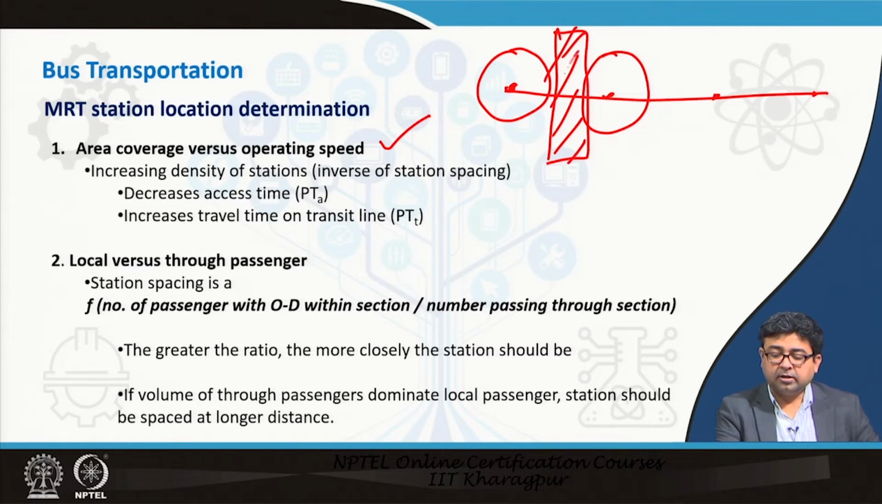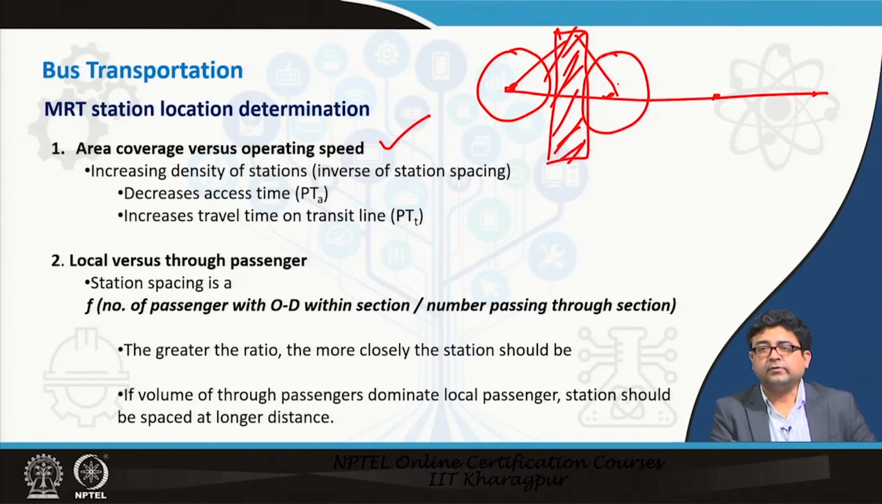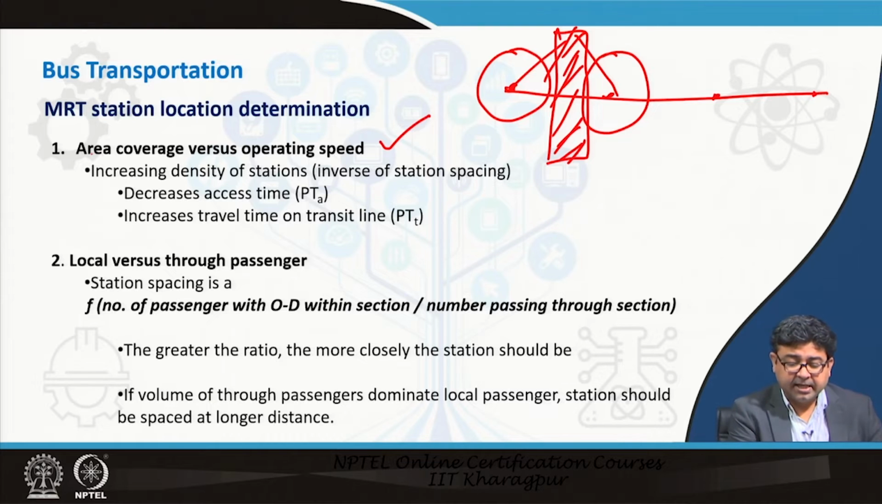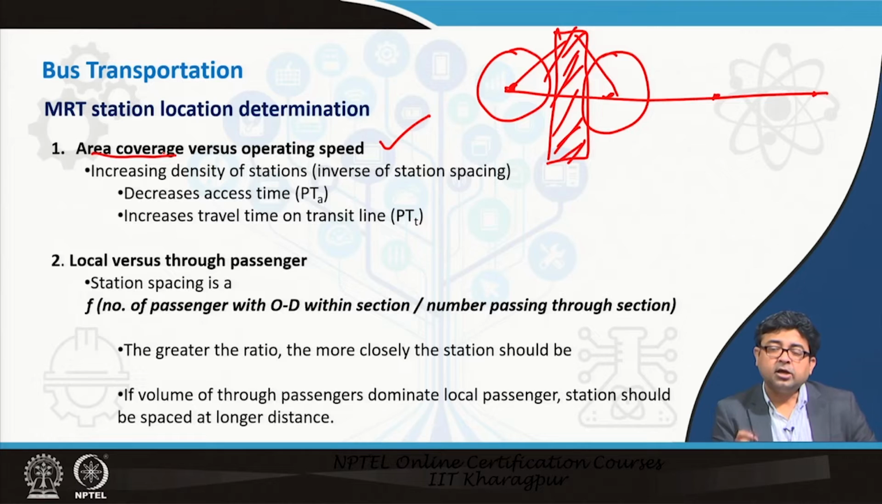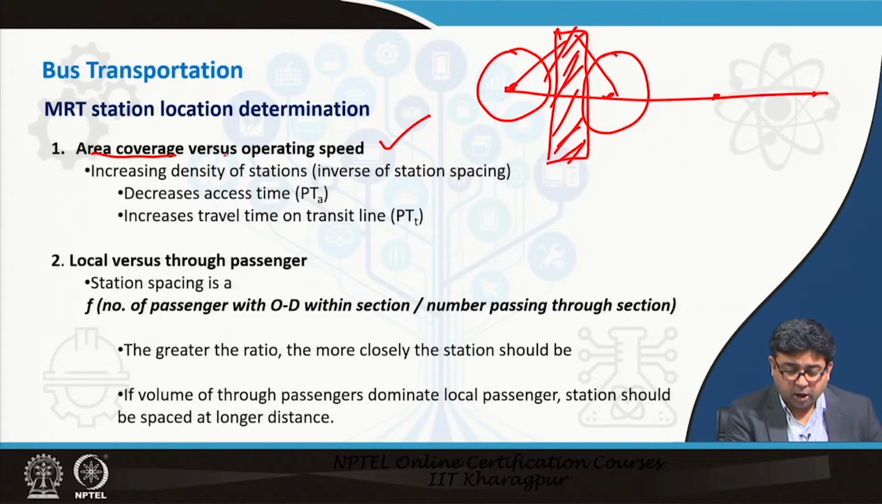So, if anyone of you lives here or has their offices there, they are not well catered to access any of these two stations, because now it will be too far away from them, hence they would not get on the public transportation line, and then they may just take their own private transportation. So, that is the area coverage determination. So, how much area should a metro station cover, right? That is one determinant. The other is operating speed.